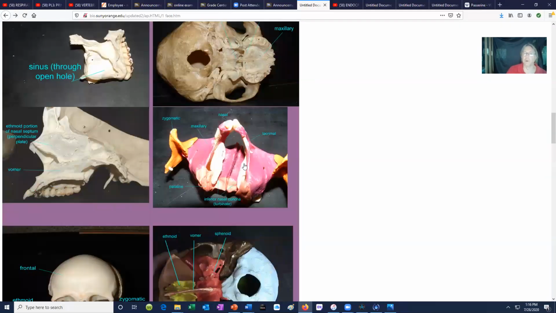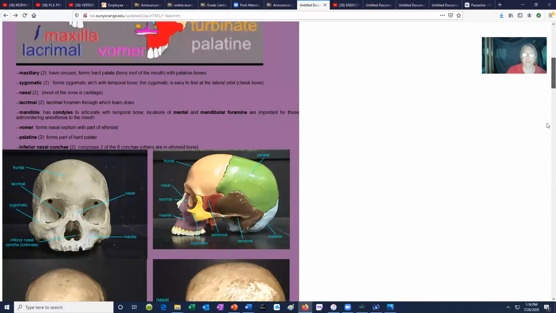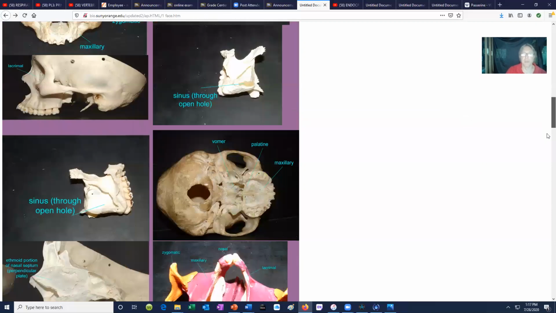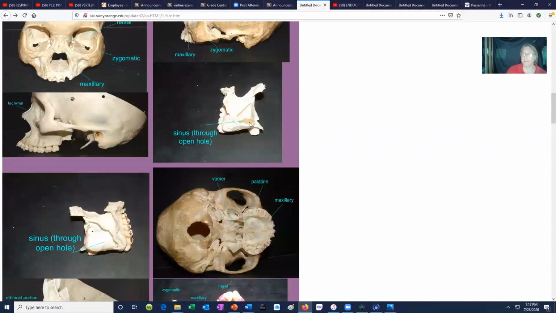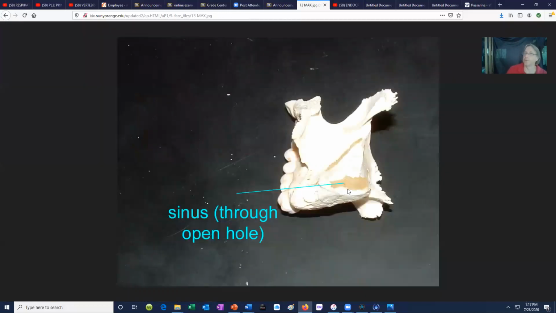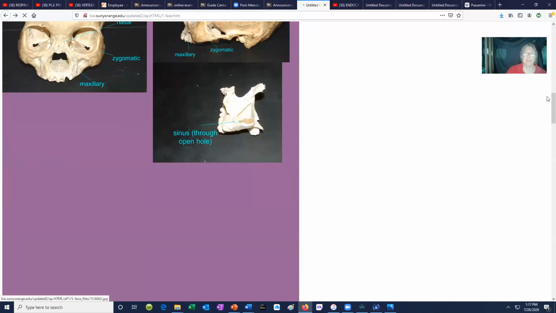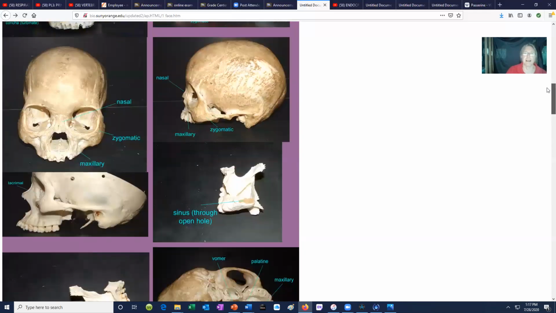So here in purple, you can see the maxilla, but then here the pink bones there, those are the palatine bones, and together they compose that roof of the mouth. The maxilla is a large bone. It is the only bone of the face to possess a sinus. So the frontal, ethmoid, and sphenoid bones of the cranium possess a sinus, but the maxilla, once again, is the only bone of the face to possess a sinus.